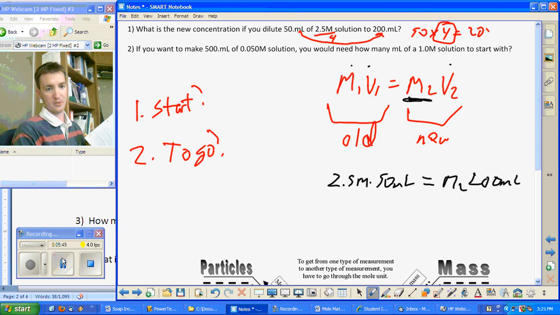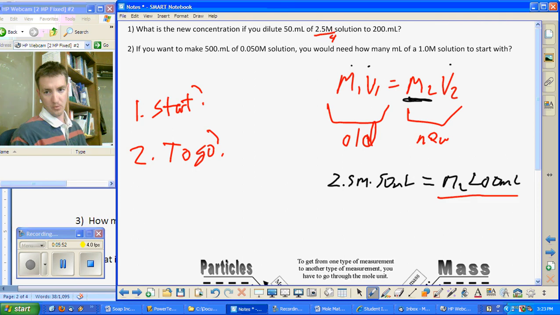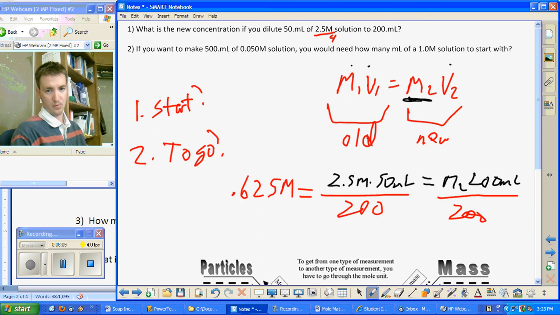Alright, so to calculate M2, we want to get it alone, so you divide by 200, divide by 200, and so what you end up is 2.5 times 50 divided by 200 equals 0.625. The unit was, we want to figure out molarity, so 0.625 molar. Now, sig figs need to be 2, so that should be 0.63 molar.